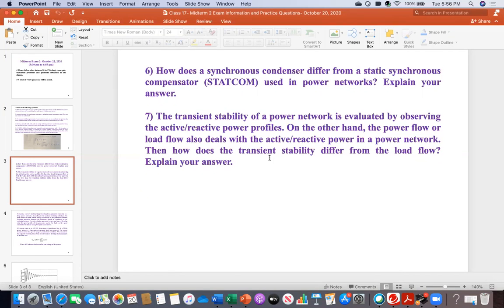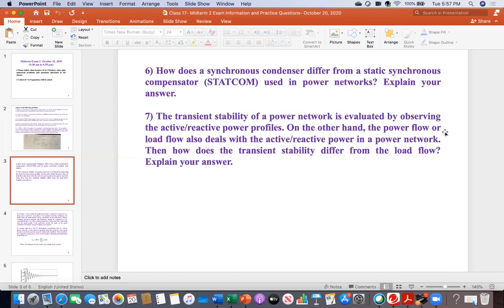The transient stability of a power network is evaluated by observing the active and reactive power profiles. This means you look at what happened. Is the active power going low or the reactive power going high? And by looking at that profile, you judge the transient stability.